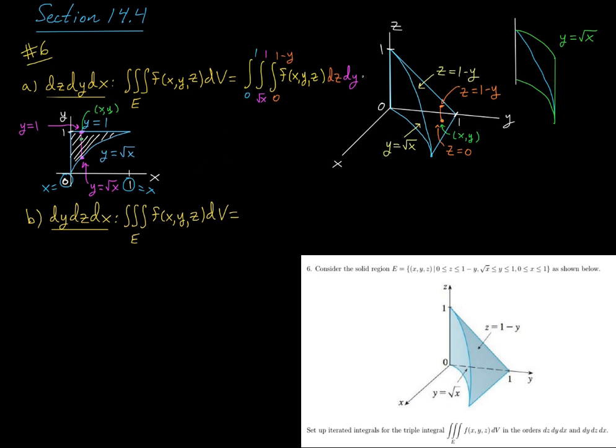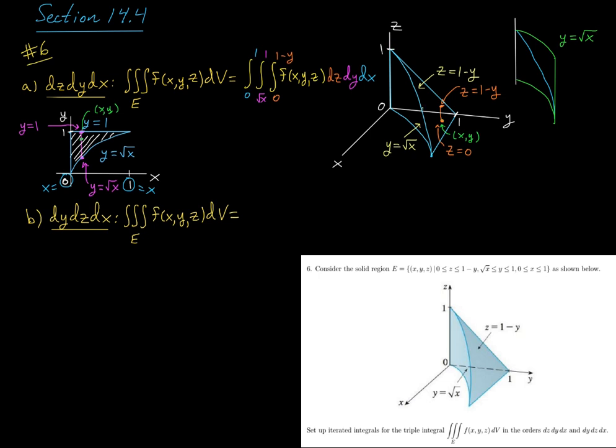So those are the bounds on x, and that is our setup. All right, the second order here, this is part B, dy dz dx. Now we're going to let y vary first and think about x and z as being held constant, okay? So for this, what we want to do is think about projecting our solid onto the xz plane now, okay?